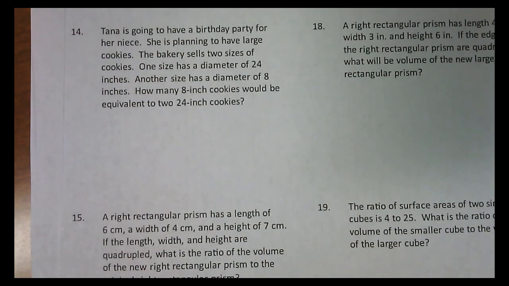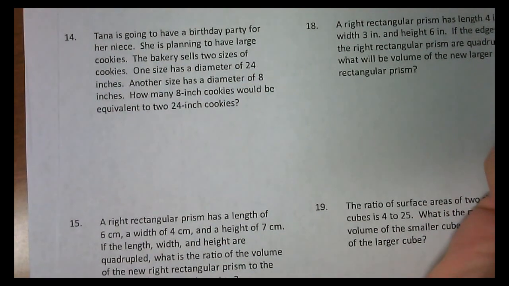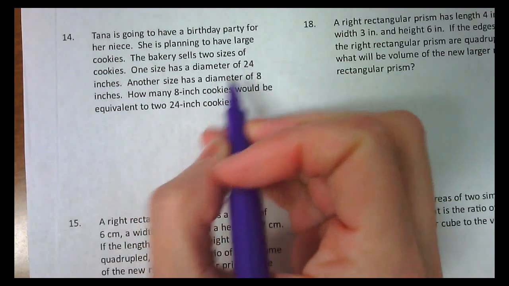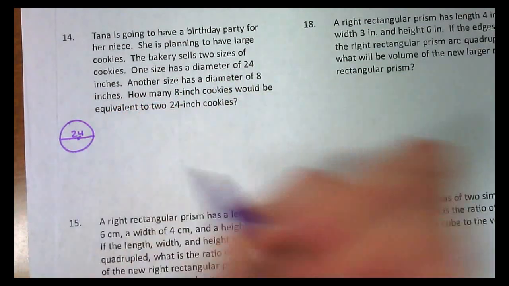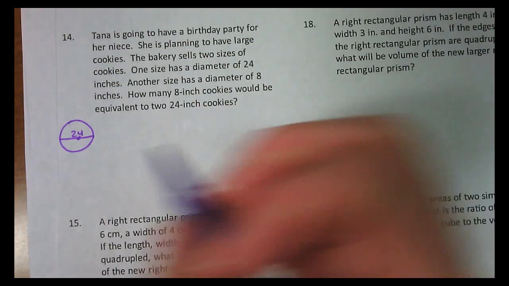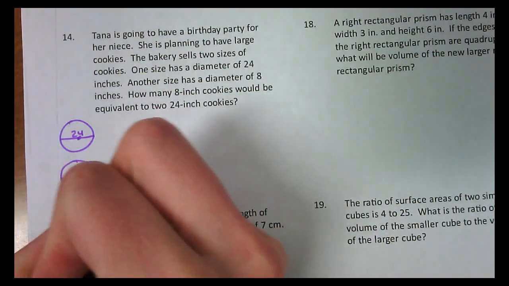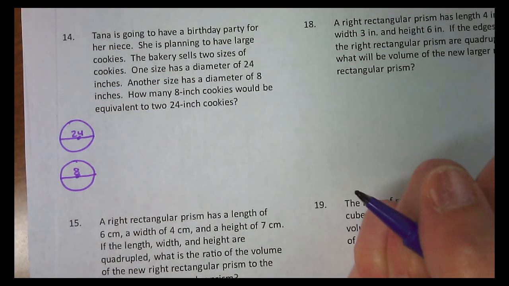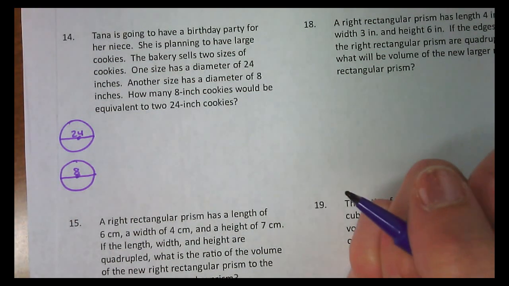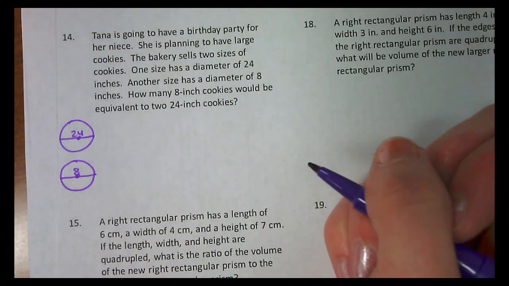All right, we're on our last page of the review. Tana's going to have a birthday party for her niece. She's planning to have large cookies. The bakery sells two sizes of cookies. One has a diameter of 24, so remember diameter means all the way through the center of the circle, and another has a diameter of 8. How many 8-inch cookies would be equivalent to two 24-inch cookies?